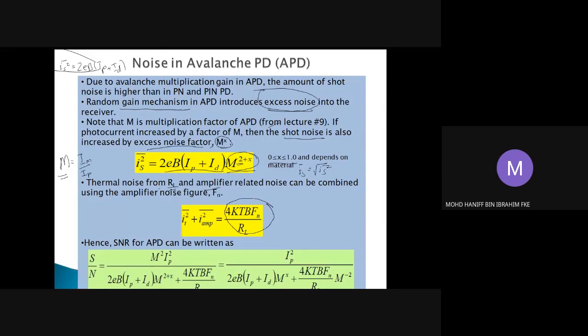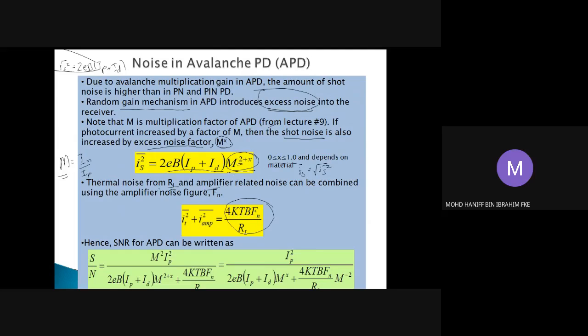We have 4kTBFn over RL. If I can recall, k is your Boltzmann constant, T is your temperature, B is the bandwidth, and Fn here is the noise figure. RL is the load resistance. So the same terms apply for the case of avalanche photodiode. The difference is only in the shot noise term.